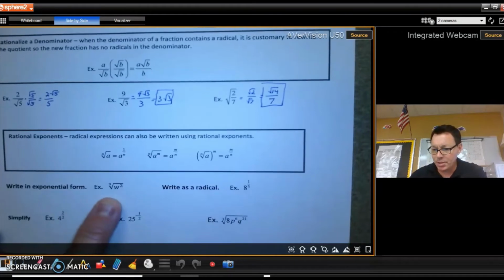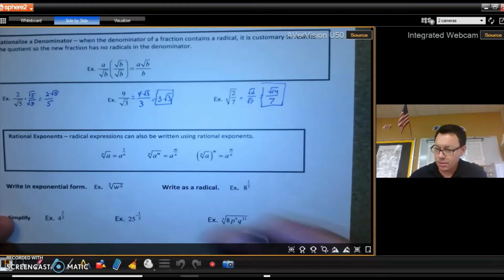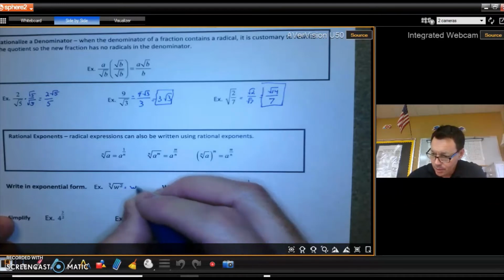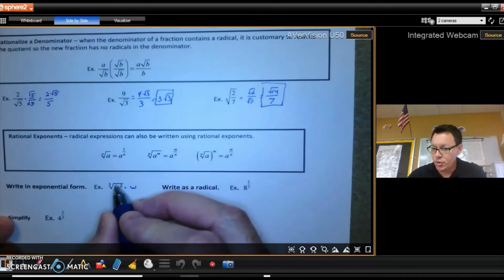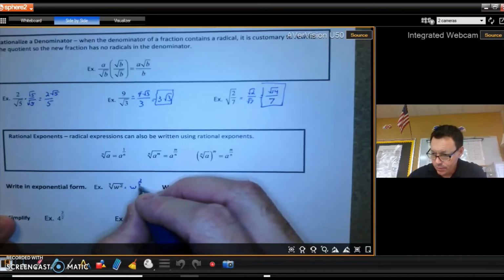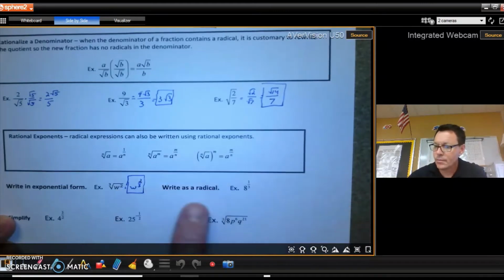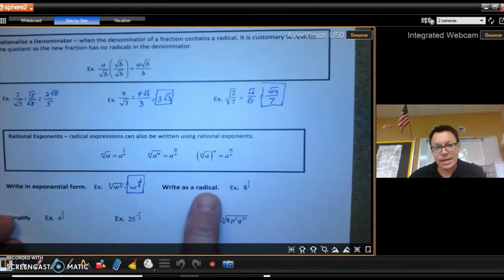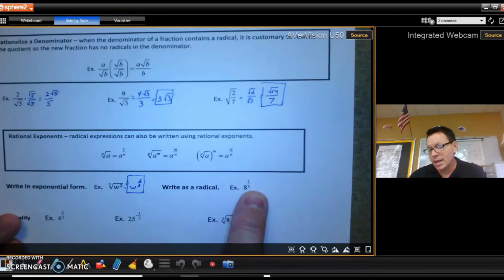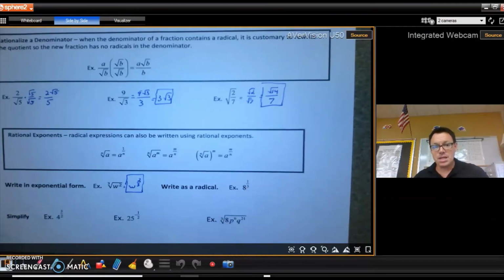Write in exponential form. So rewrite this as an exponent. It would be w to the 2/3 power. 2/3. That's it. That's all I need. And rewrite this as a radical. So this is a rational exponent. I don't know what 8 to the 1/3 power means. That doesn't mean anything. Okay, it's weird.